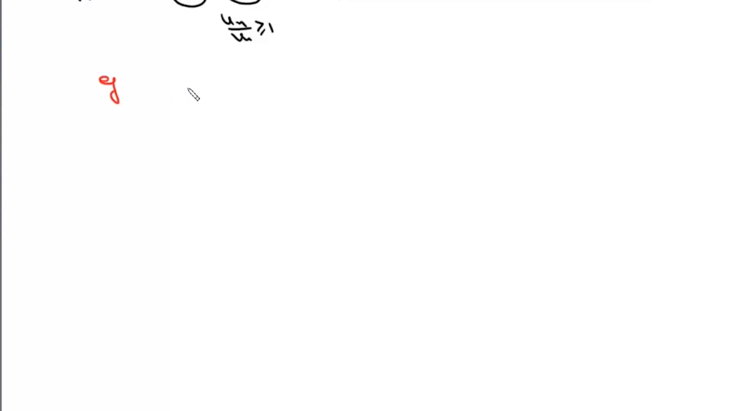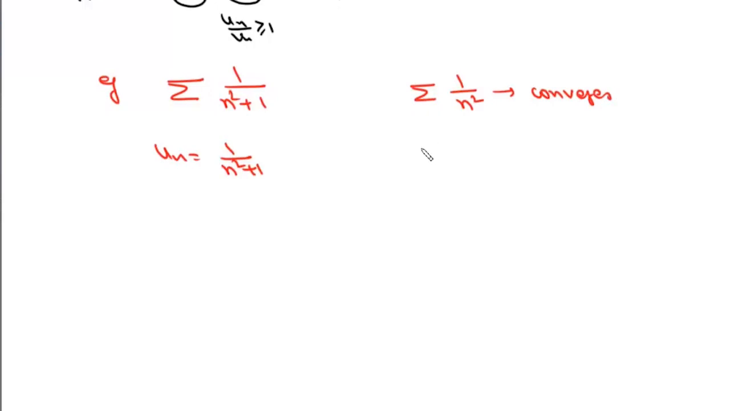we have to test for the convergence of this series, 1 upon n square plus 1. So that's our summation un. So in this case, un is 1 upon n square plus 1. Now corresponding to it, we'll take another series, which is summation 1 upon n square. Now this is nothing but the generalized harmonic series where the value of lambda is greater than 1. Now we already know this series converges. And in this case, Vn is 1 upon n square.